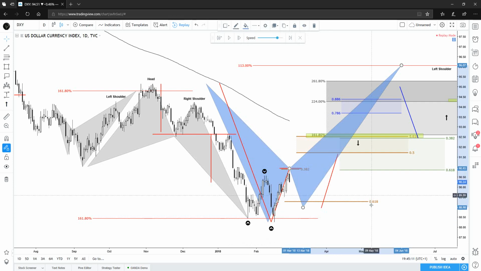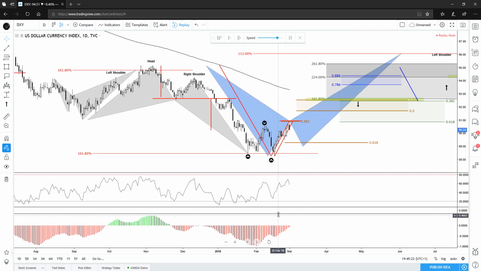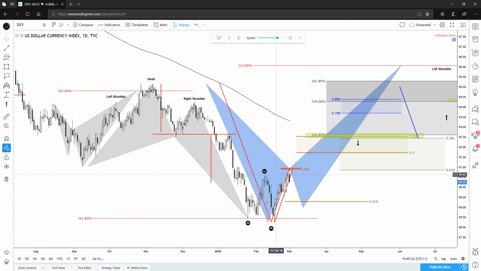The default projection for this pattern is a very simple projection. It's a copy, let's say, symmetrical behavior from the previous one, but projected from the 61.8. So this is a projection.